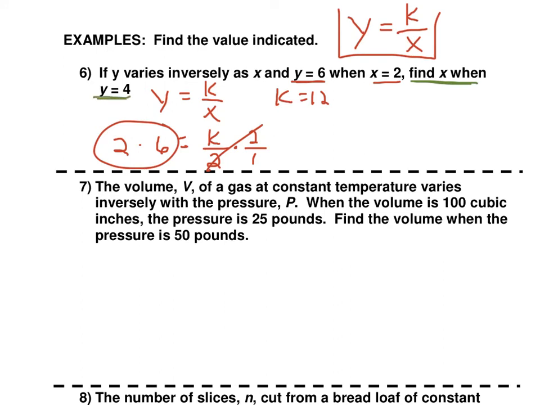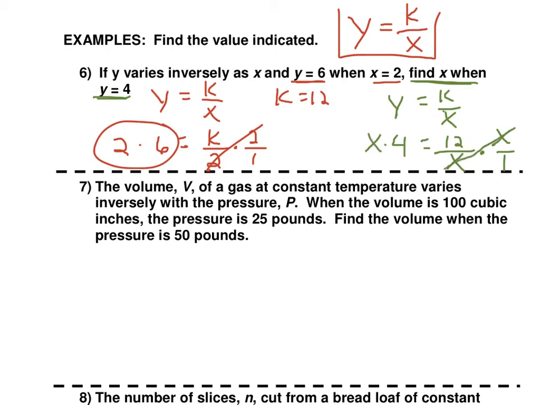Now I take this information because I want to now find x when y is 4. So I'm going to take my formula, y equals k over x, and it tells me that y is 4, so I put 4 there. I know that k is 12, and then I have an x in the denominator. And it's okay to have an x in the denominator. All I'm going to do, it's still a fraction, so I'm just going to clear this fraction. So I'm going to multiply both sides by x.